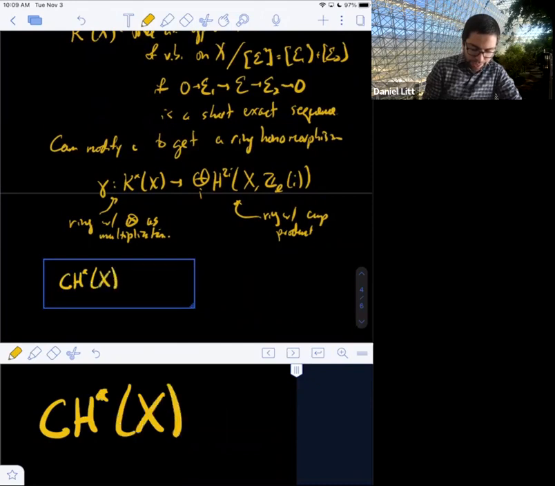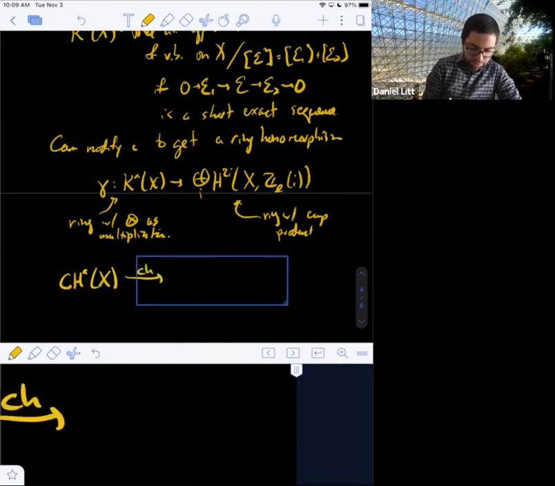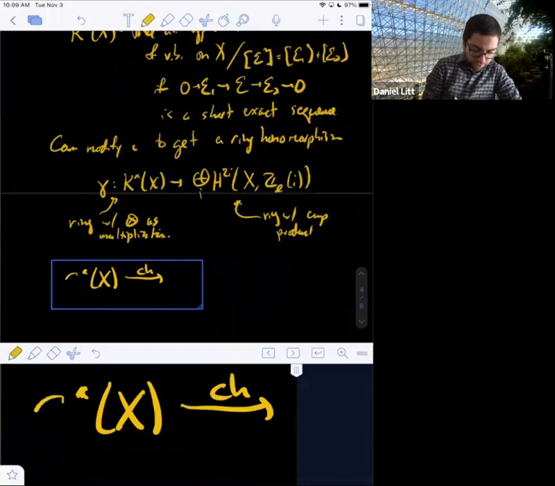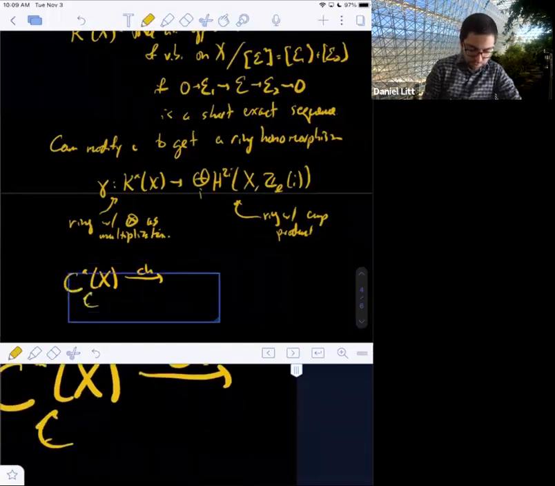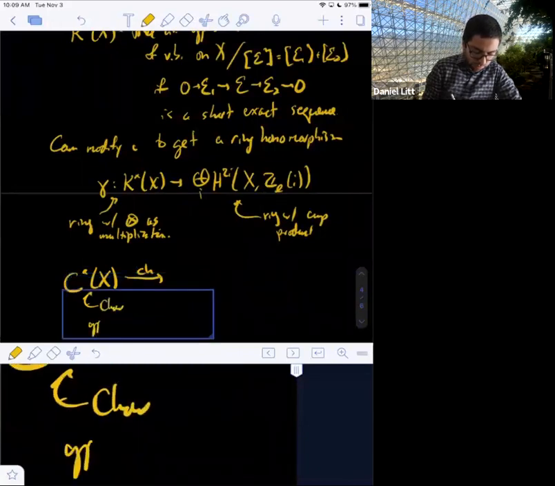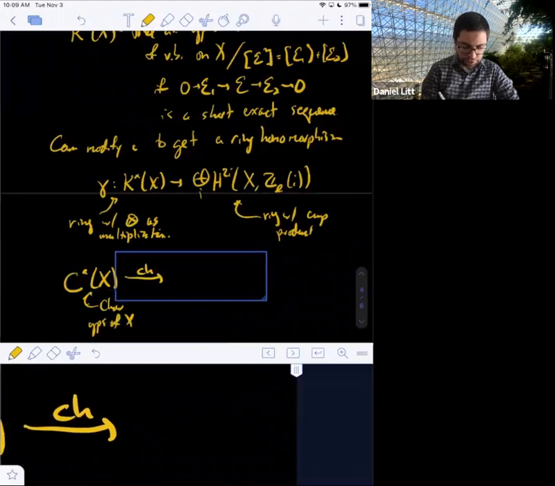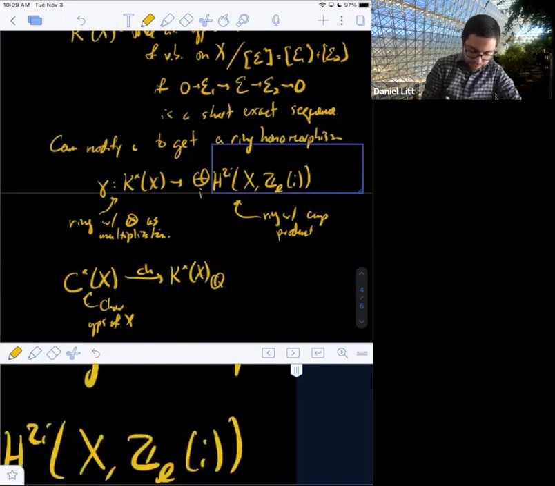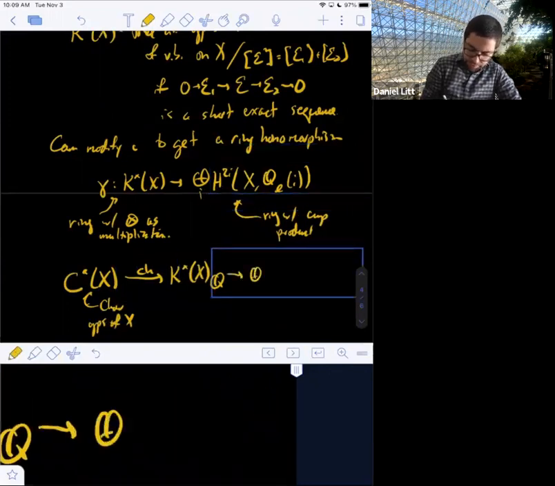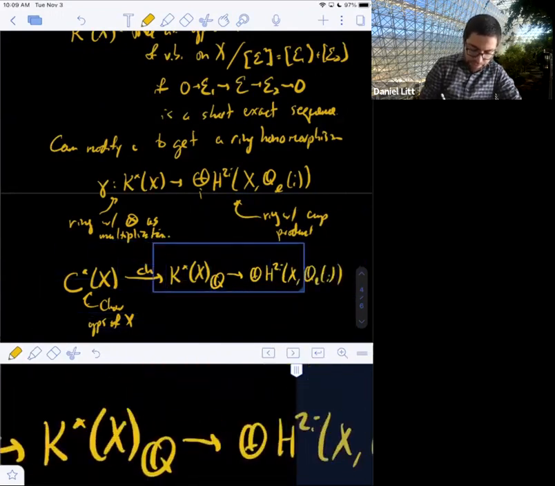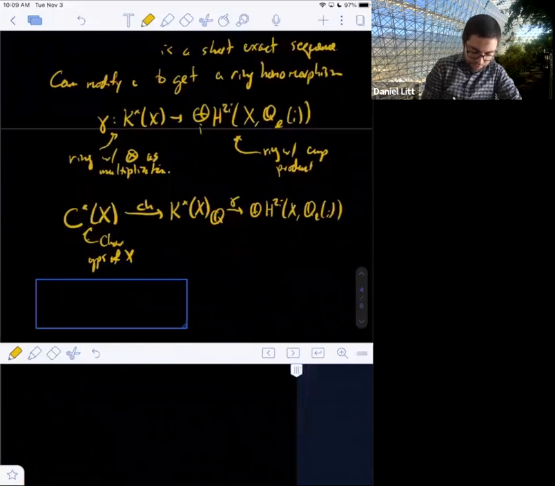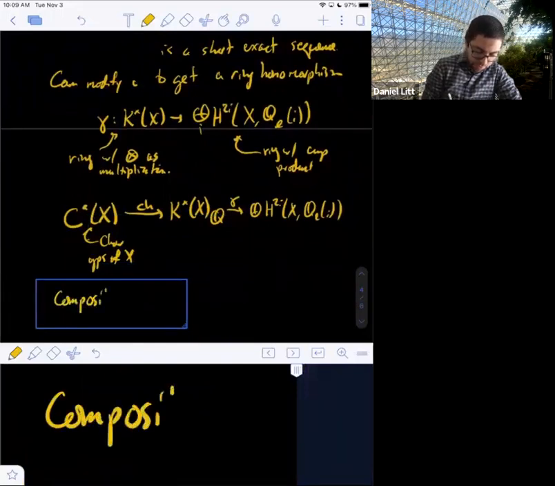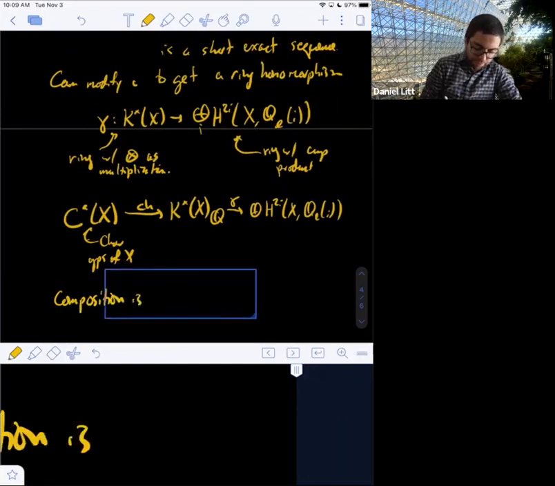The reason I renamed it gamma is that there's a natural map ch from what I call the C star of X. So these are the Chow groups, these are cycles modulo rational equivalence. So this maps to K star of X tensored with Q, and sorry, this should have been Q_l before. And this maps to the direct sum of H^{2i}(X, Q_l(i)), via this map gamma. And the composition is precisely the cycle class map from before.